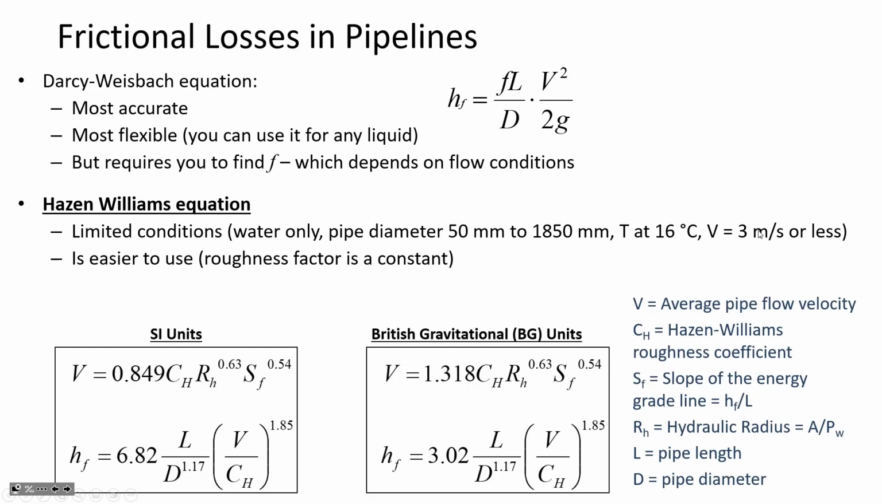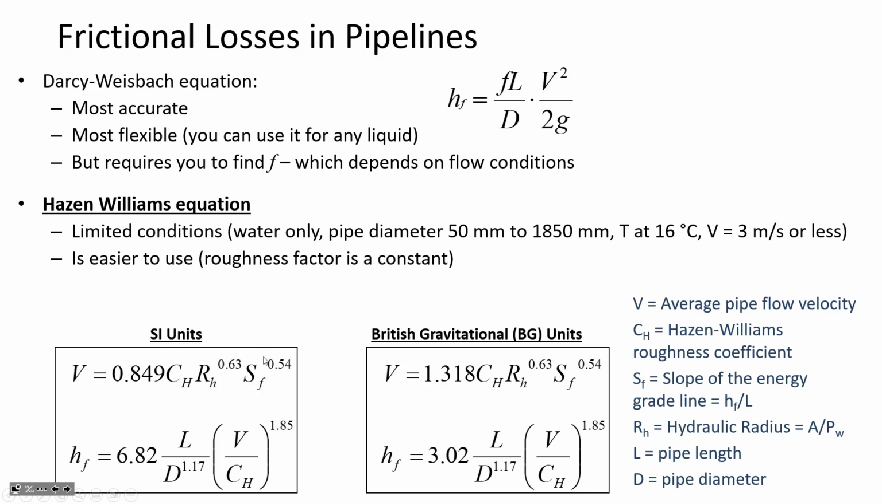So here is the Hazen Williams equation, both for SI units and for British gravitational units. And if you look through our textbook or through the FE reference manual, you'll notice that there's two basic versions of the formula. One version of the formula you would use to calculate the velocity of water flowing through a pipe if you know the slope of the energy grade line.